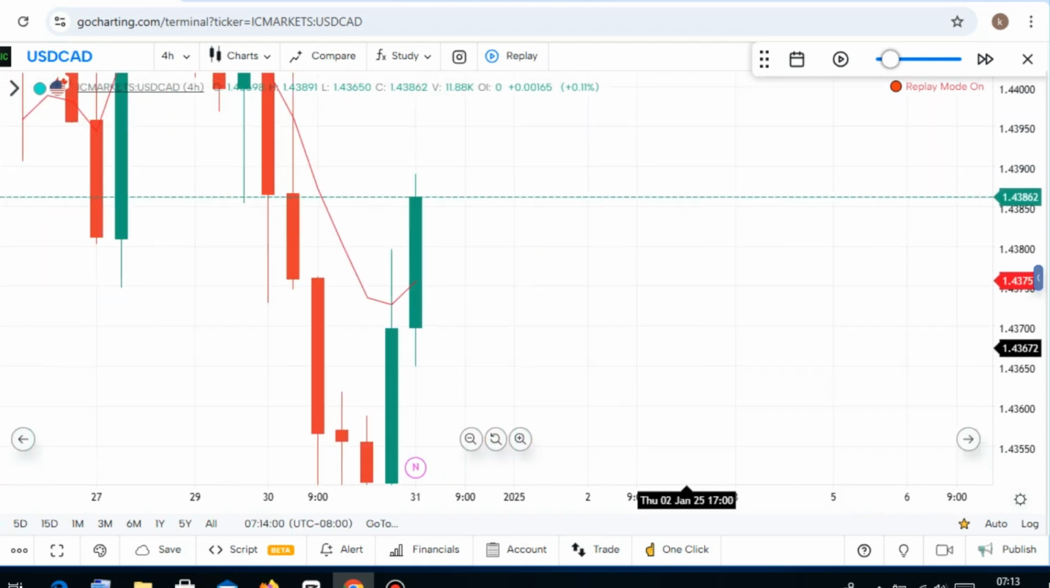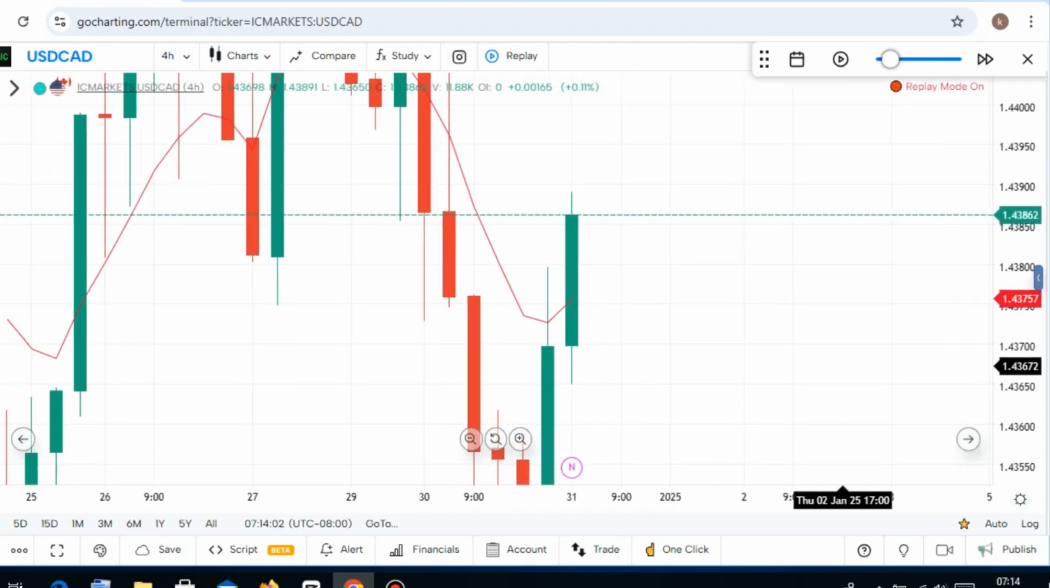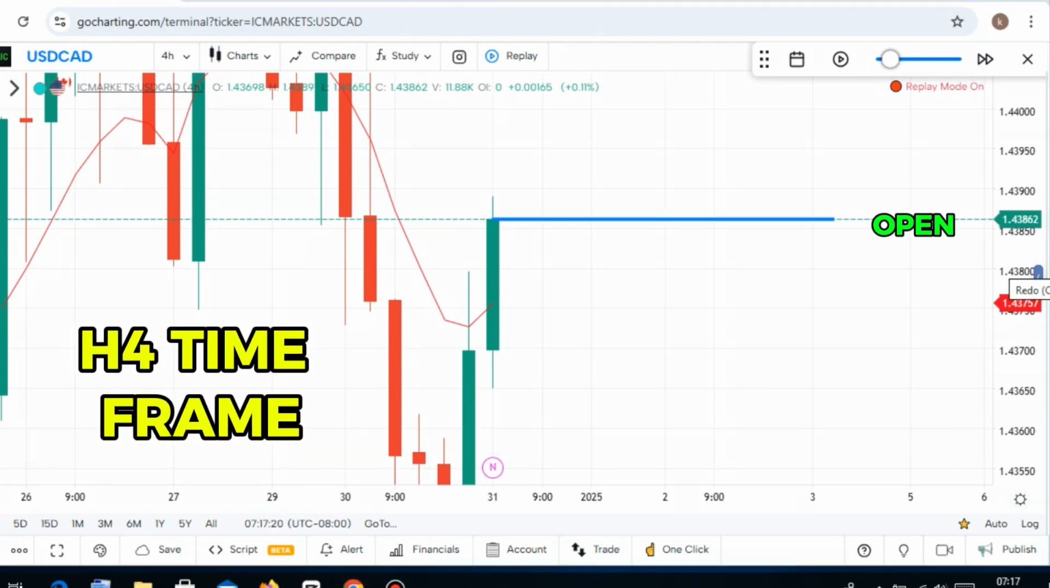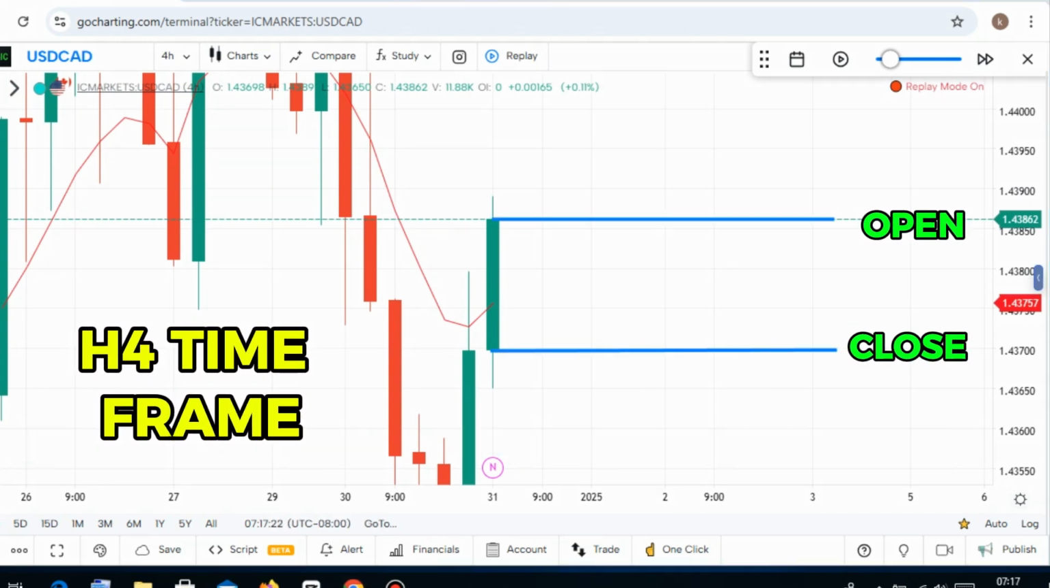Here, I'm going to illustrate a scenario for a bullish trade. Alright, we have gotten a bullish 4-hour candle. What we need to do is to mark the open and the close of the bullish candle. This means we shall only be taking trades within this tradable zone.